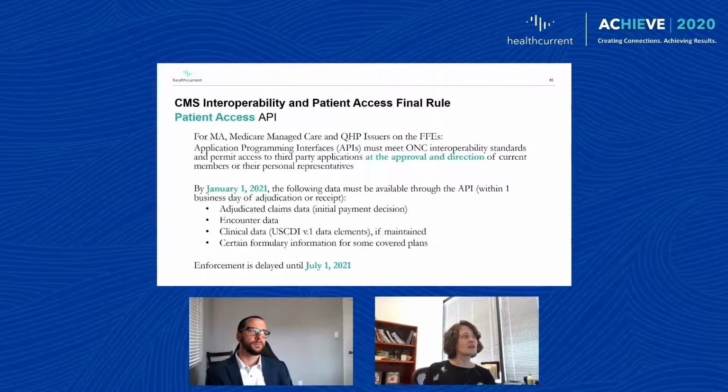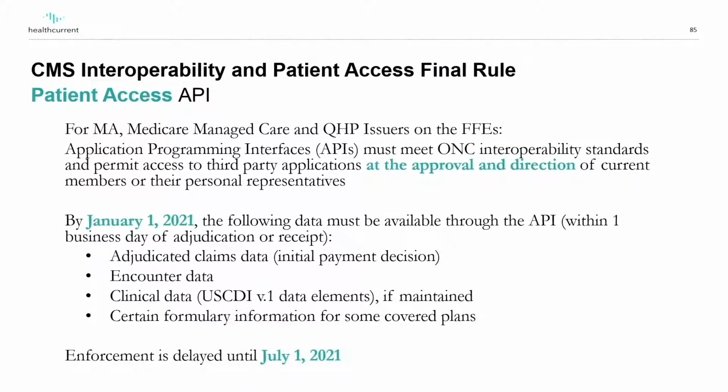You have to build out a FHIR API repository, or have the ability to pull to answer a FHIR API request the following types of data: adjudicated claims data, that means your initial payment decision, even if there's an appeal pending; encounter data, these are your HIPAA standard transactions encounter data, that's what I'm talking about; clinical data as represented in the USCDI data elements.